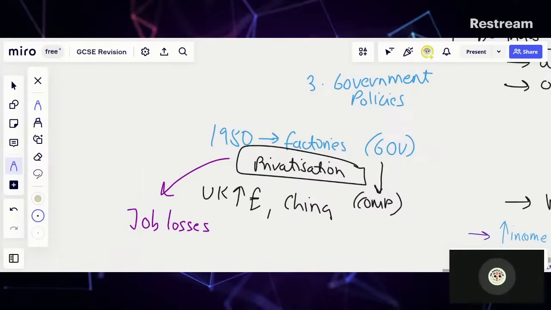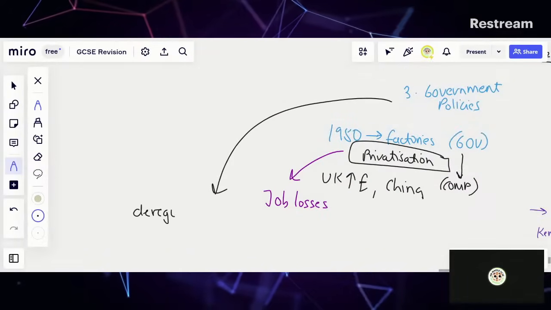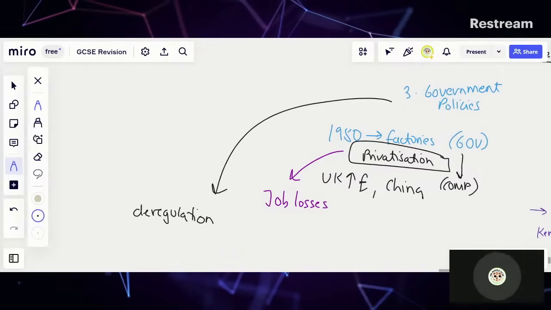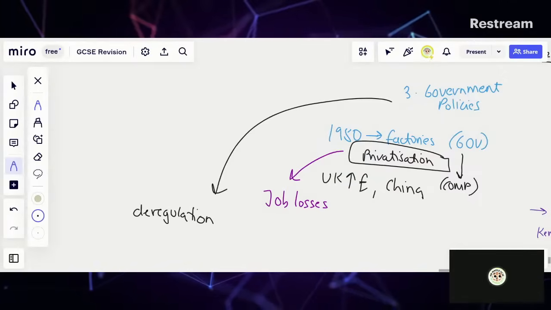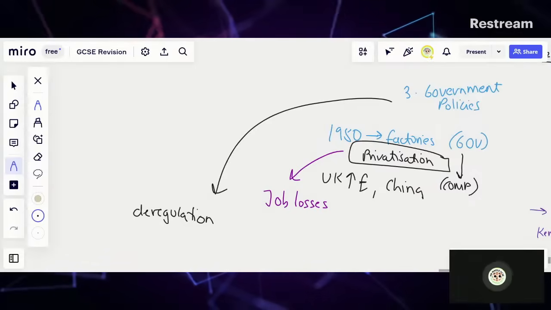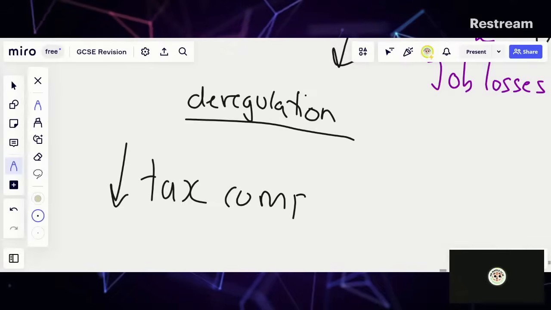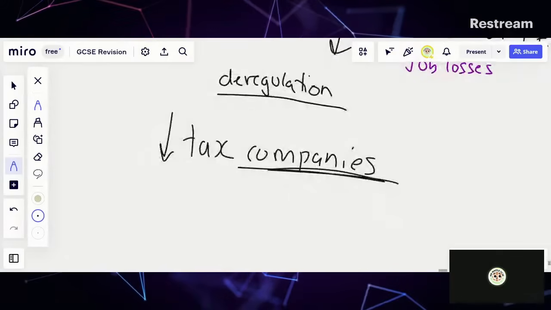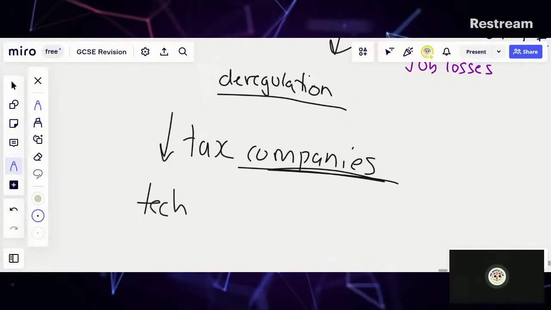Now, privatization wasn't the only government policy. You also see another government policy called deregulation. Don't worry, you don't need to know the exact terms and understand all of the terms. But what deregulation meant was that they removed restrictions and taxes on businesses. So it encouraged businesses and entrepreneurs to move to the UK. Deregulation just meant that they reduced the amount of taxes on these companies, and it was only on certain companies, such as Apple and tech companies. So it made the UK look like a really attractive base for tech, which caused this change.